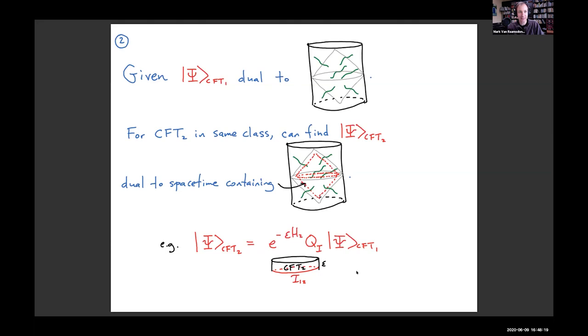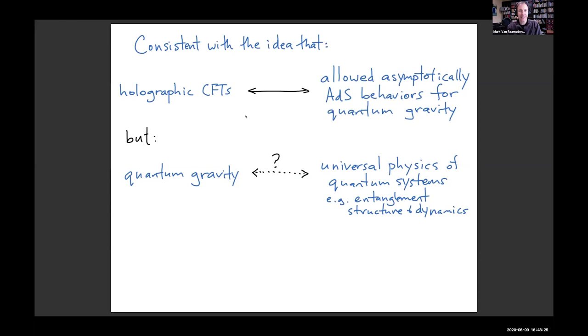Coming back to the original motivation, it's consistent with this extreme holography idea that the individual holographic CFTs are more connected with the possibilities for what the asymptotic behavior of gravity could be in AdS space-time, whereas the quantum gravity dynamics itself is perhaps associated with some more universal physics of quantum systems, like the entanglement structure and dynamics. Okay, and that's all I have.